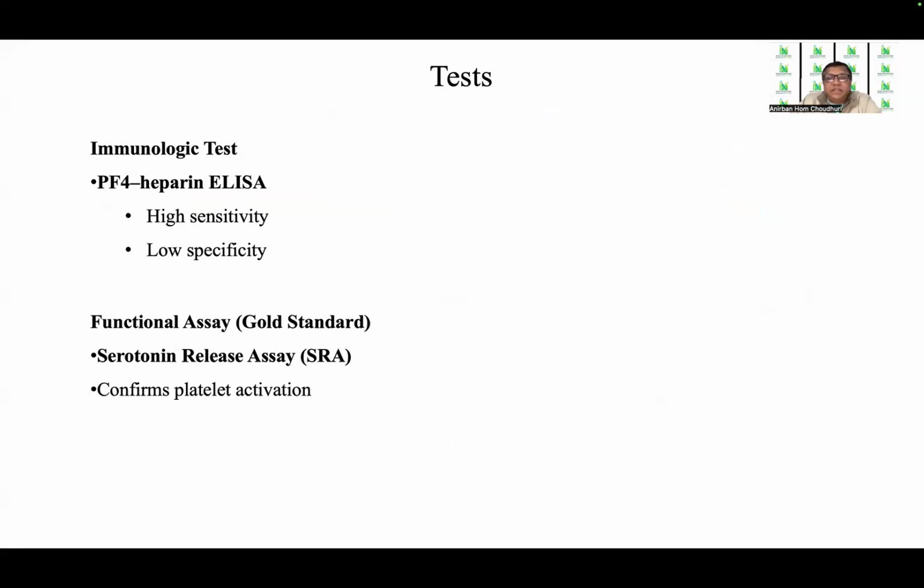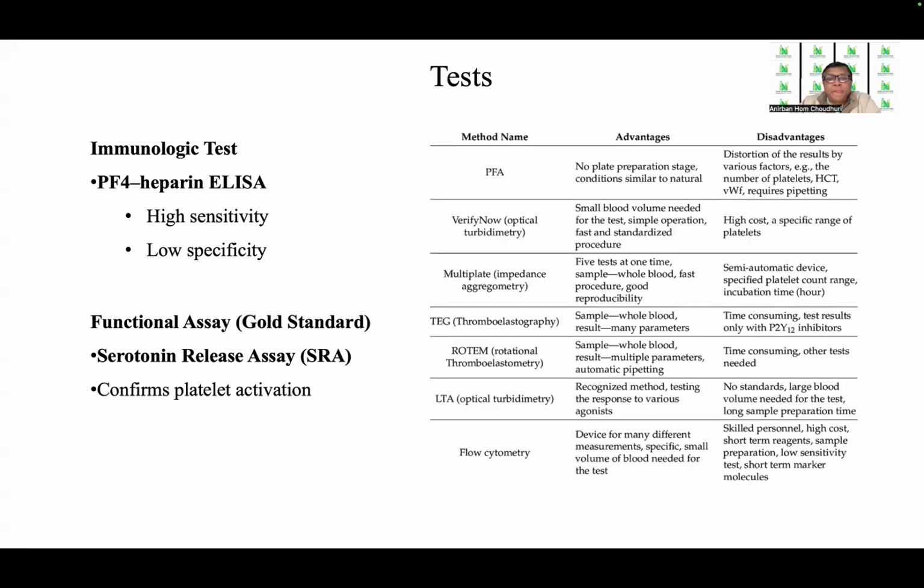So what are the tests one needs to do? These are the immunological tests. PF4 heparin ELISA has high sensitivity, but the specificity is low. And the functional assay is the gold standard, of which the serotonin release assay is the one which is performed and which confirms the platelet activation. There are certain advantages and disadvantages of each of these tests.